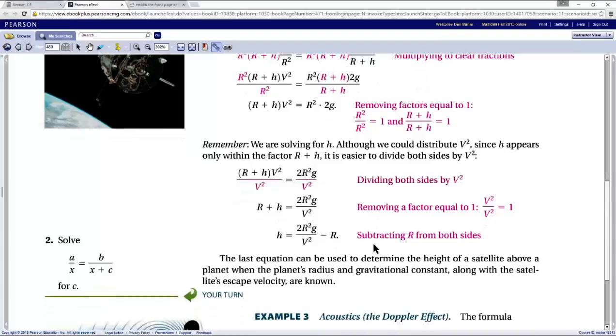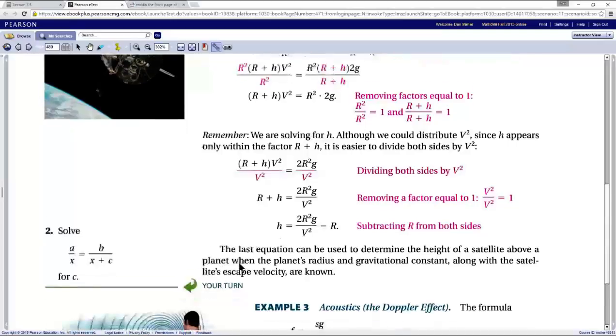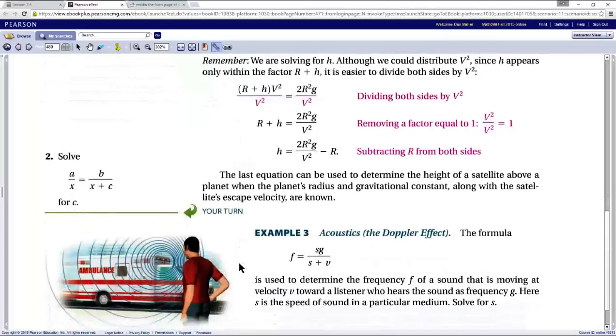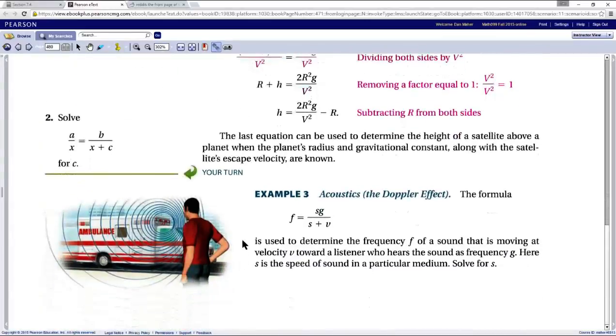Now, what I have is a new formula, basically, to give me the height of the satellite if I know these other variables. I can put it in. This third example is the acoustics, the Doppler effect.